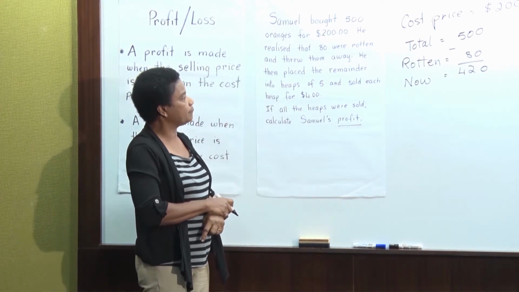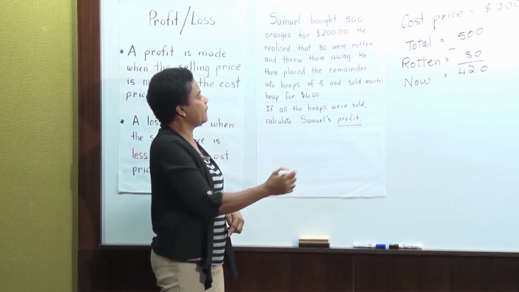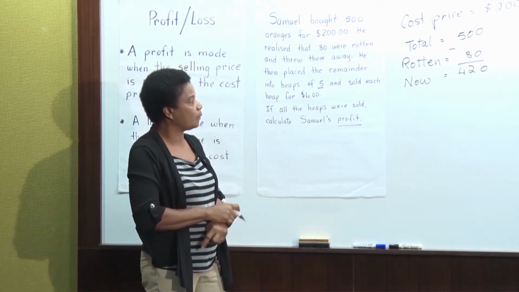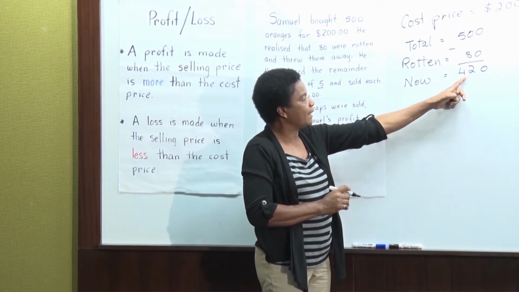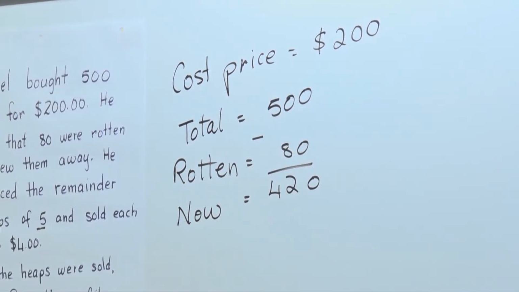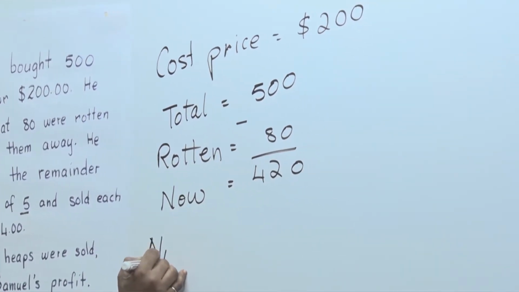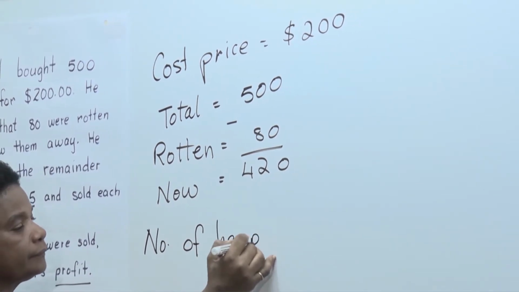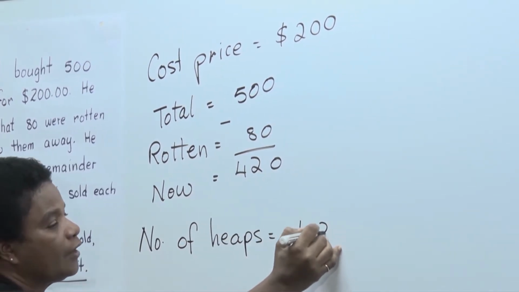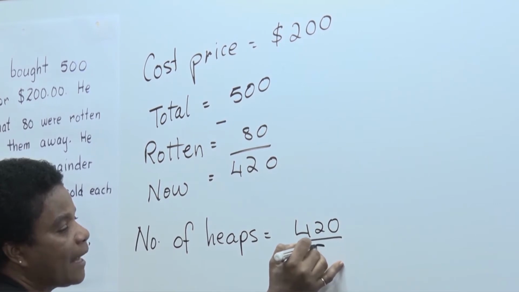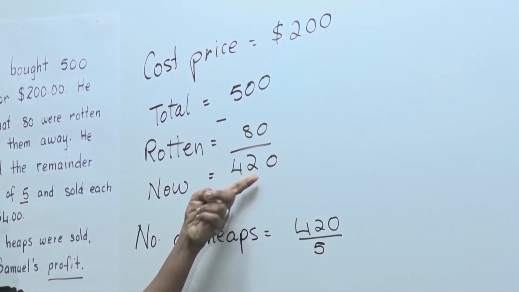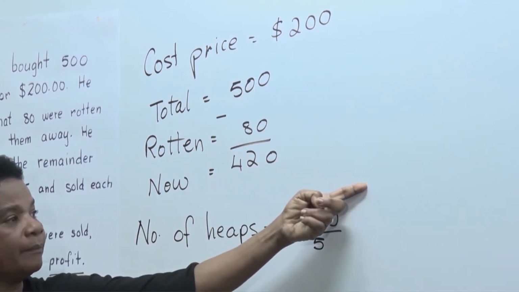What's the next step? He then placed the remainder into heaps of 5. What should we do now? Put the 420 into heaps of 5. So let's see how many heaps we will get. The number of heaps would be 420 divided by 5, because we are taking 5 away every time and putting them in a heap.